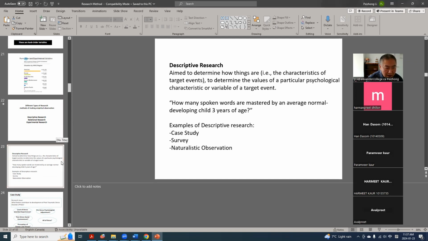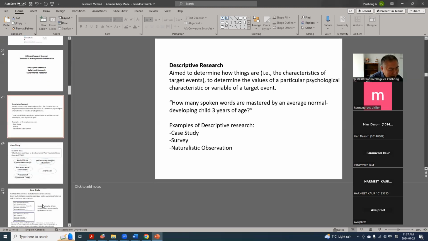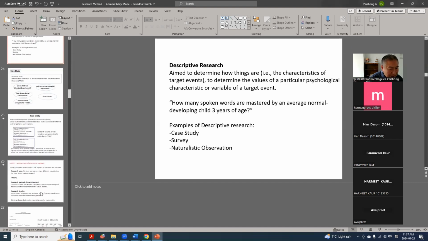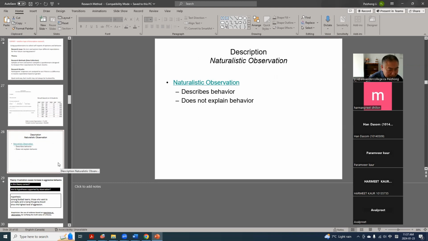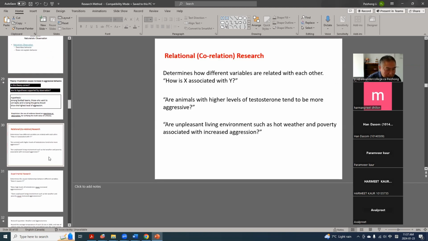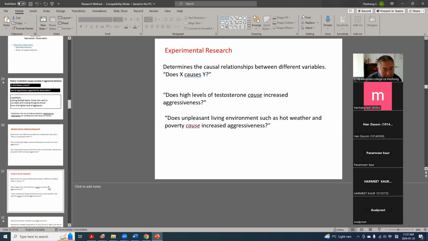And these are really the most rudimentary research: case studies, surveys, and naturalistic observations. These are the different descriptive research. Today, we're going to get started with correlation research, correlation coefficients, scatter plots, and you know, I posted videos.